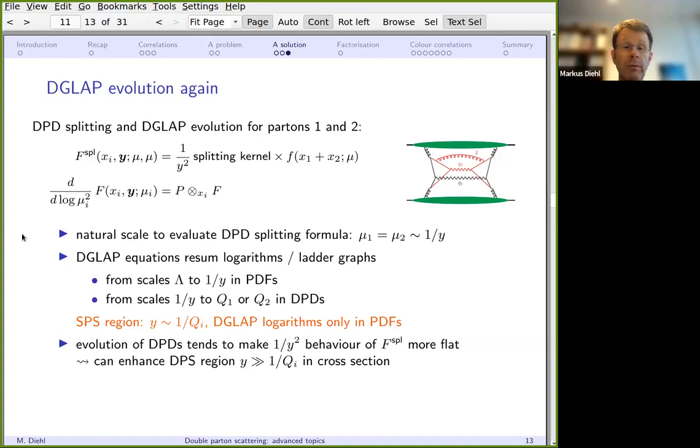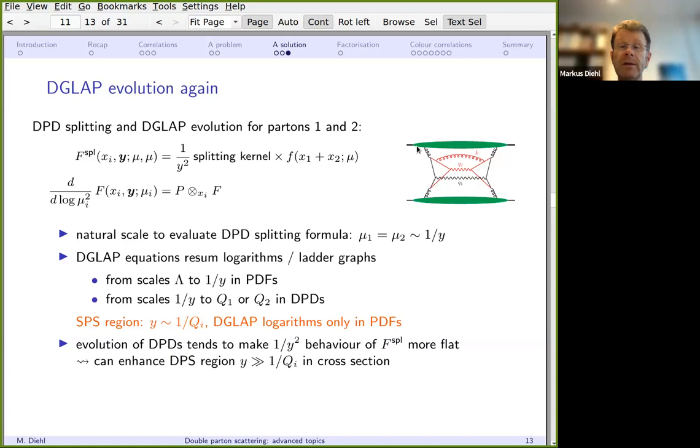I assume you know that the DGLAP equation, or DGLAP evolution, graphically speaking, resums ladder graphs to all orders. So we have DGLAP evolutions in different places in this graph. Not shown here is the ordinary parton density, which is, of course, evolved up to the scale mu equal 1 over y. 1 over y is the typical momentum scale of this splitting.